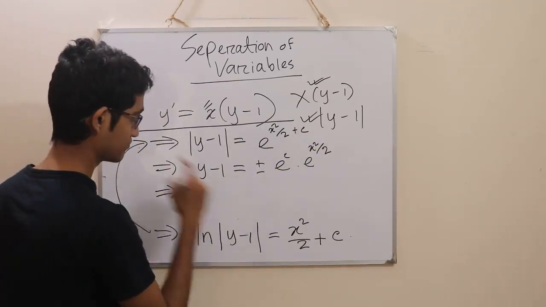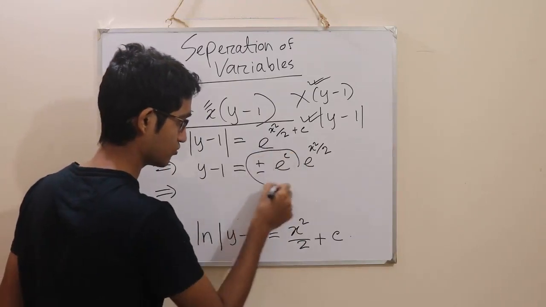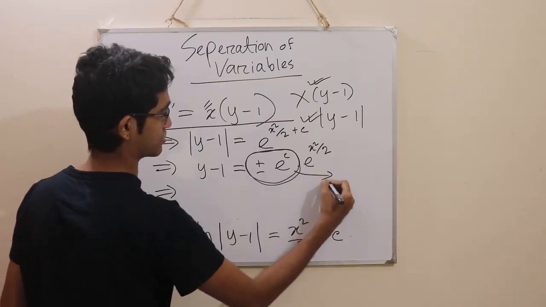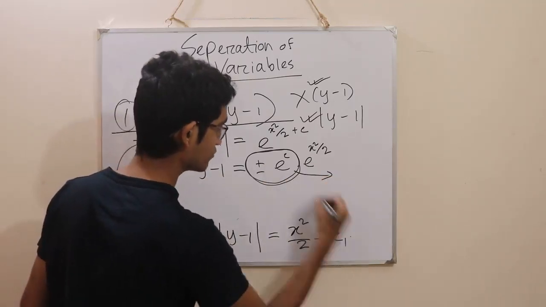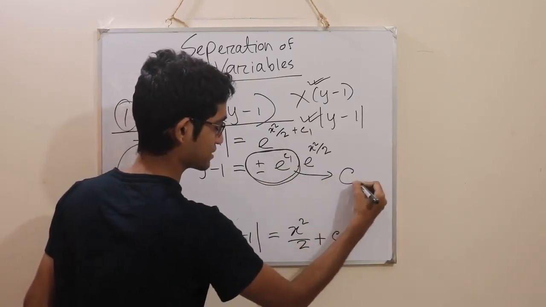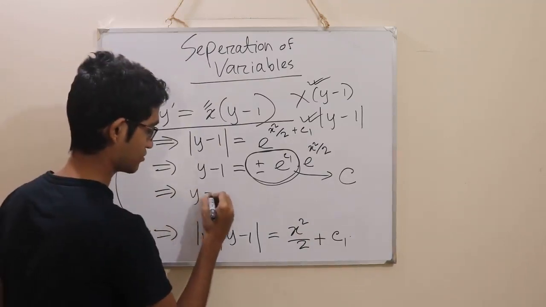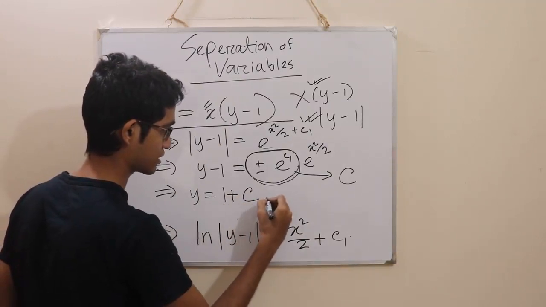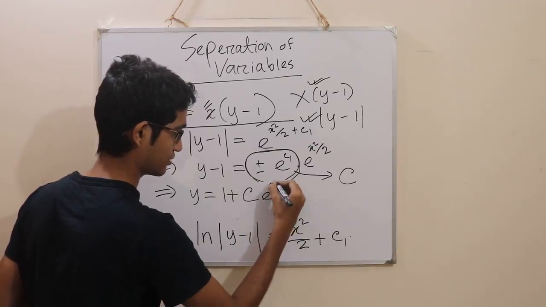And so, if we consider all of this, we see that this is actually a constant. So let's just say this is C1. So let's take capital C as our overall constant, and the solution will be something like 1 plus a constant times e to the power x squared over 2.